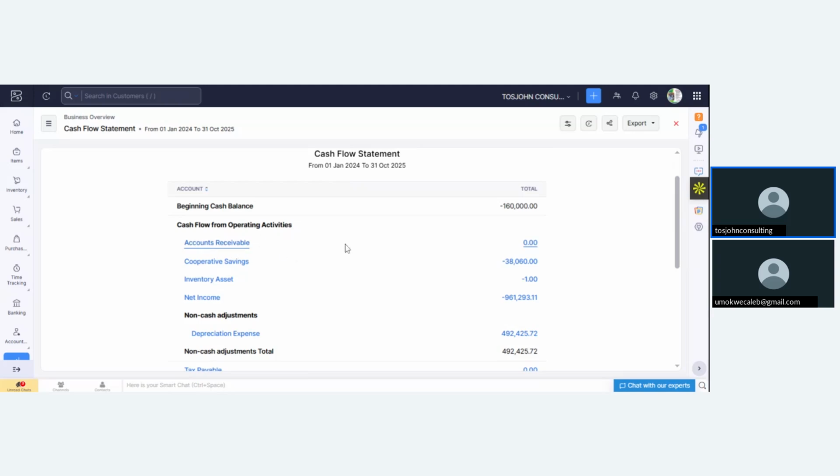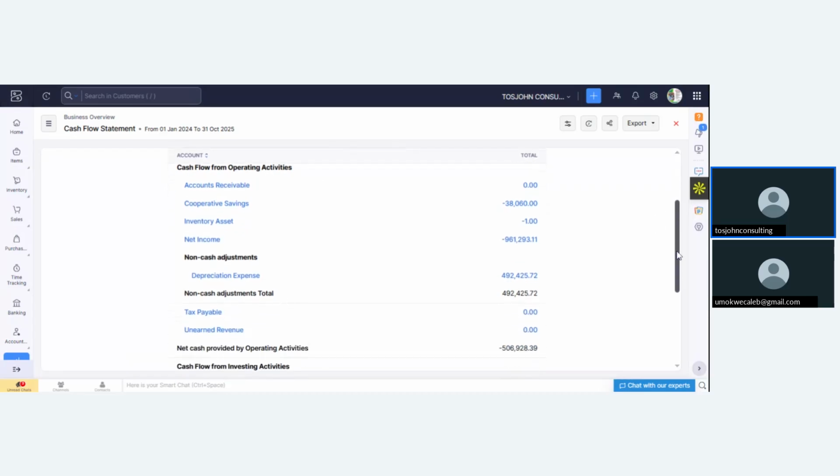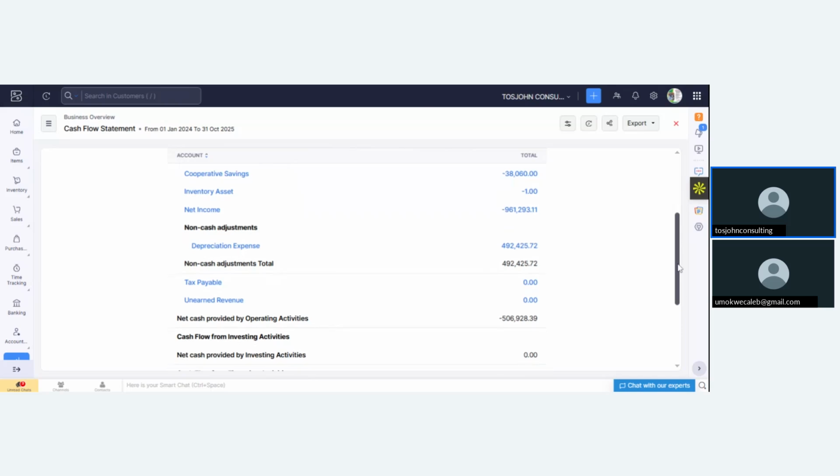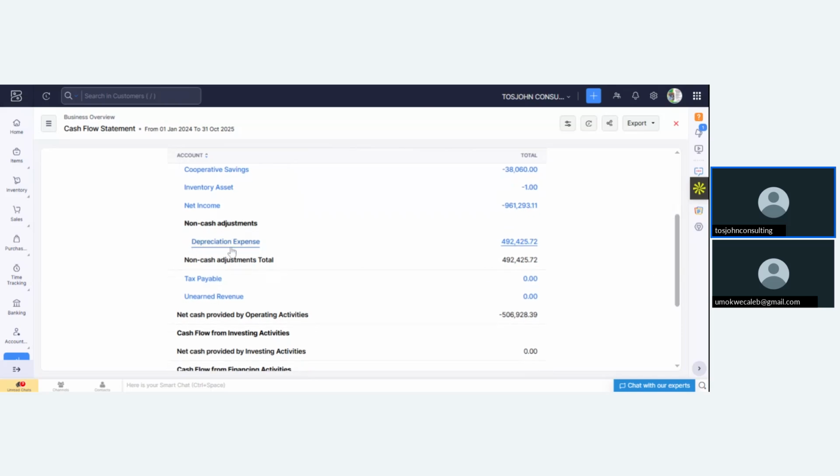So you can see accounts receivables. That's the money you are expecting from your customers to pay on their invoices. This one is cooperative savings. Then you have your inventory assets. If it's a company that deals with inventory, selling physical products, you have it here. Then net income, you have it here. So this is from your operating activities. Then the non-cash adjustment, this is depreciation. It's a non-cash adjustment, so you also have it under the operating activities.